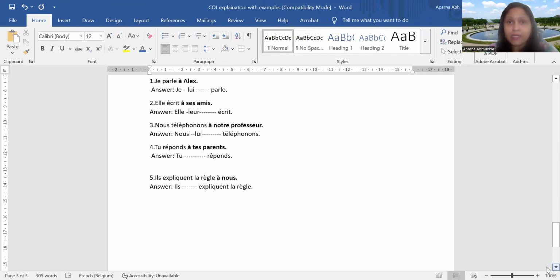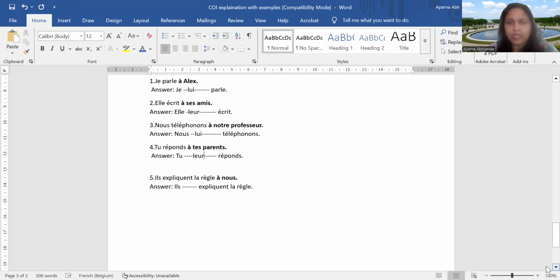Tu réponds à qui? À tes parents. So tes parents, again, please note, à tes parents is the third person plural. It is not second person, your parents. So it is third person. So here you will have to use leur. So on va écrire ici. Tu réponds à tes parents will be tu leur réponds. Tu leur réponds. Placement before the verb.